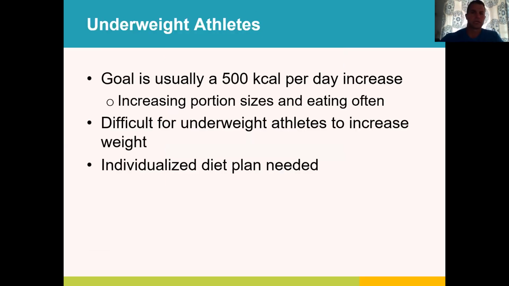Underweight athletes. So again, I talked about this. We're trying to add a little bit more, and so they say a 500 kilocalories per day increase. Really, again, individual. They're giving you a generality at the top, but when you work with athletes, you need to be very specialized in working with athletes. What that means is you don't do cookie cutter with athletes, right? We don't do cookie cutter with athletes.